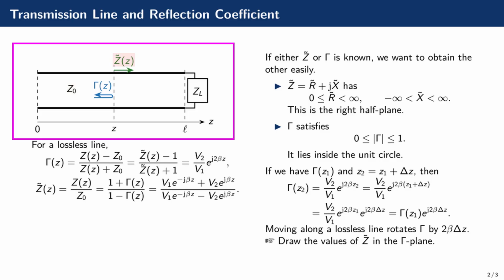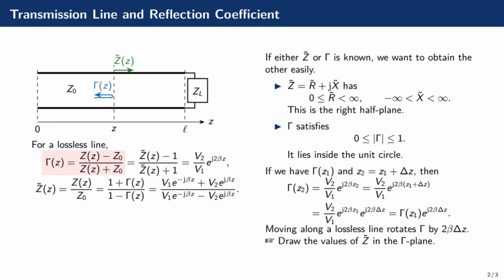At an arbitrary position z, we can define the impedance looking toward the load, and also the reflection coefficient at that point. The reflection coefficient gamma of z is defined as z of z minus z sub 0 divided by z of z plus z sub 0. If we divide the numerator and the denominator by z sub 0, we can write this expression using the normalized impedance. The normalized impedance z tilde of z is z of z divided by z sub 0. Then gamma of z is z tilde minus 1 divided by z tilde plus 1.